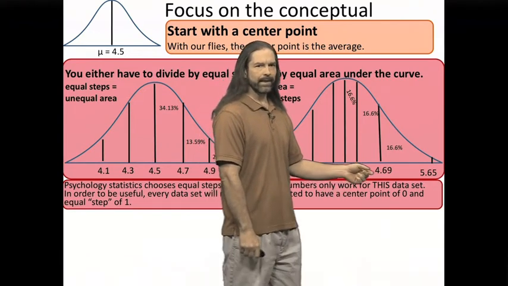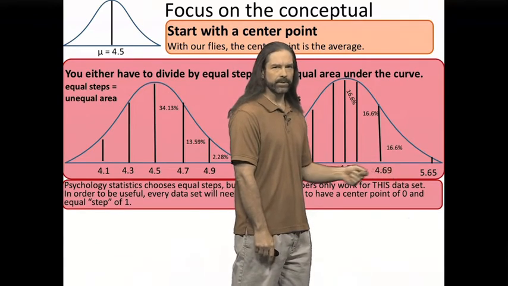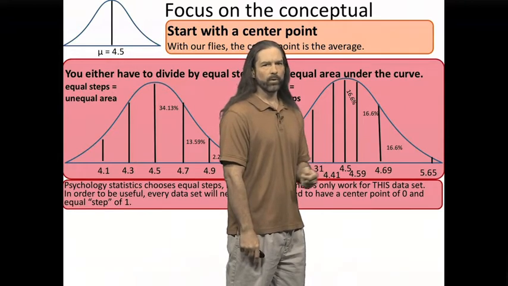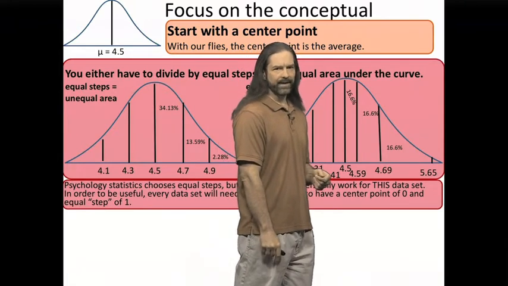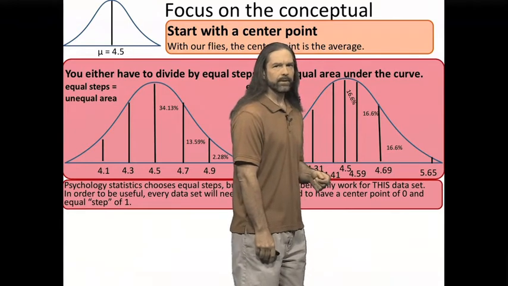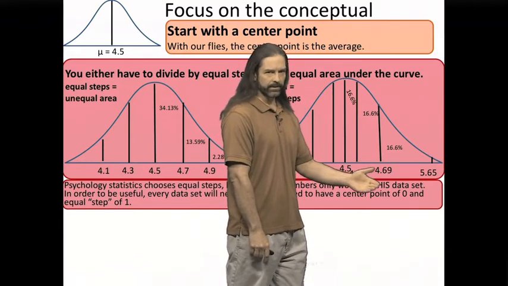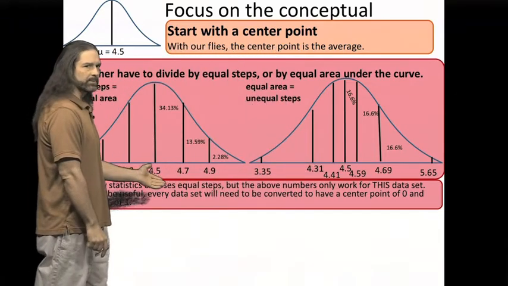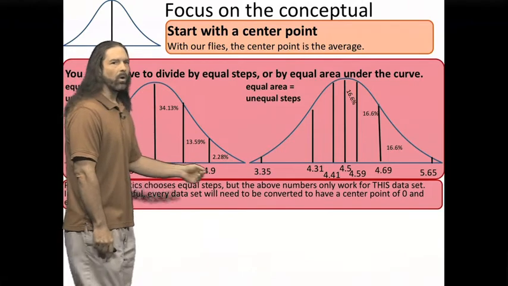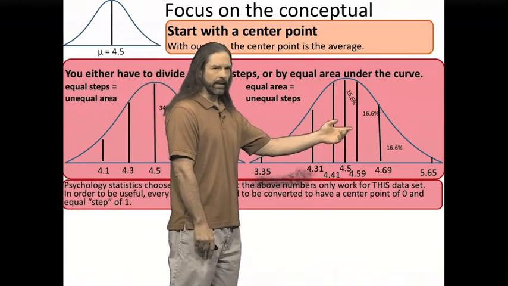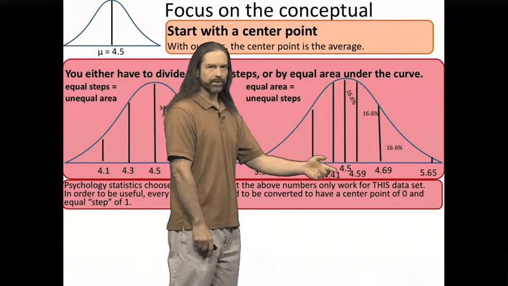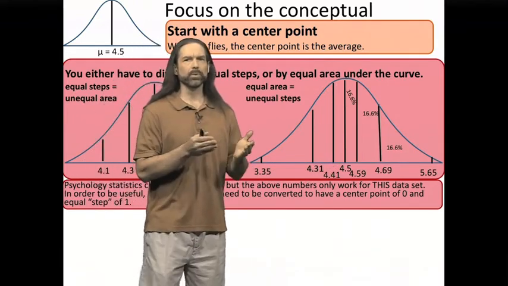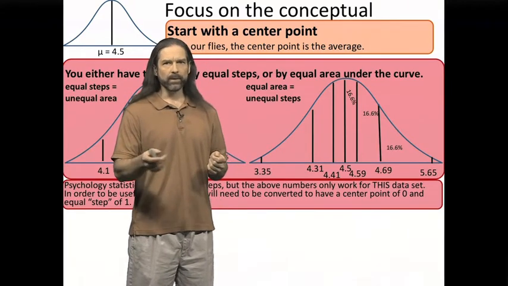And then if I even look at that next step to get the 16.6%, then that next step is actually much, much more. We go from 4.69 to 5.65. So that's actually going to be 0.96 in terms of that next step. So I either have equal steps but unequal area, or I have equal area, but that results in unequal steps. So in psychological statistics, we opt to use equal steps with unequal area.